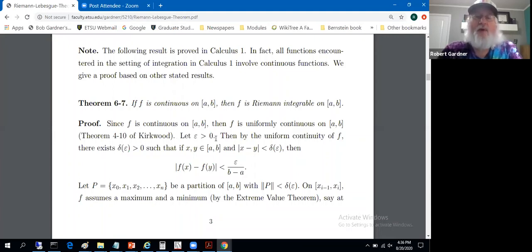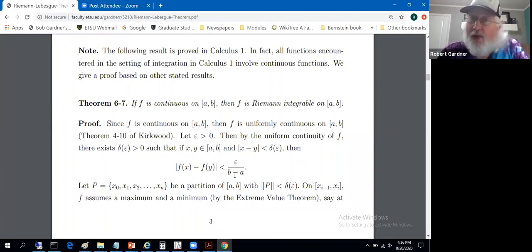So let epsilon be greater than 0. By the uniform continuity of f, that means there exists a delta based on epsilon greater than 0 such that if x and y are any elements of the interval from a to b, that's the uniform part, and the absolute value of x minus y is less than delta, then the absolute value of f of x minus f of y is less than this positive number.